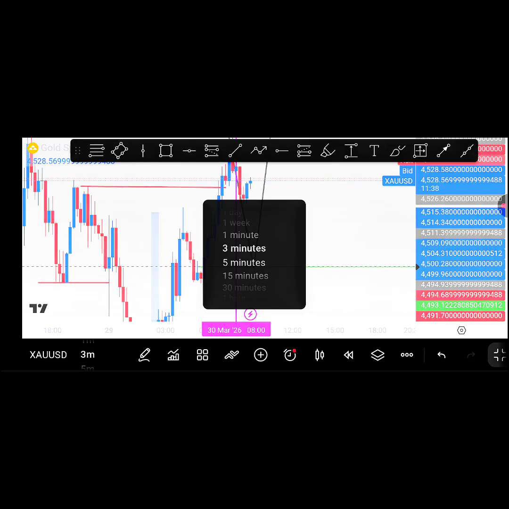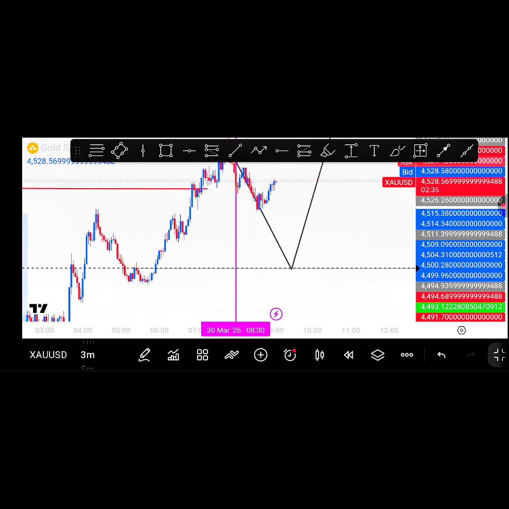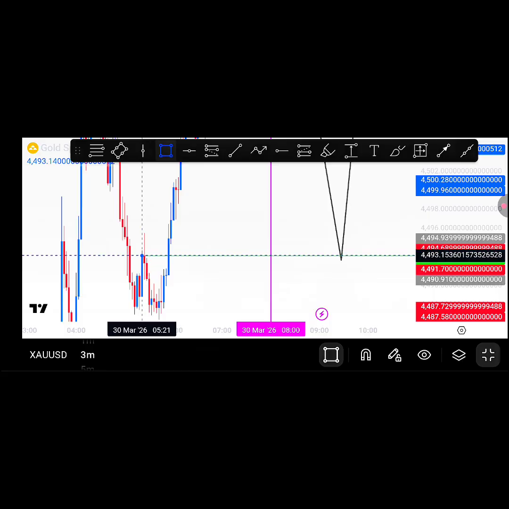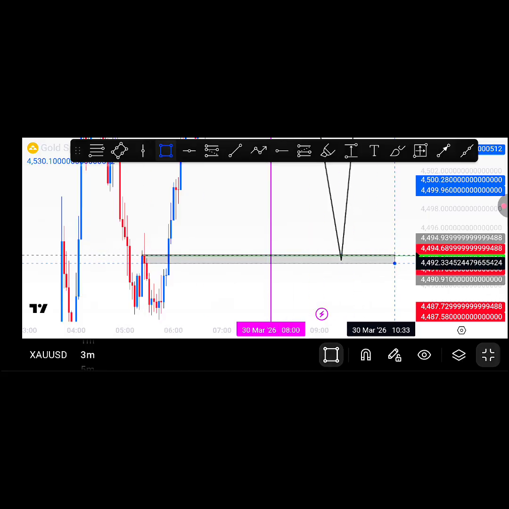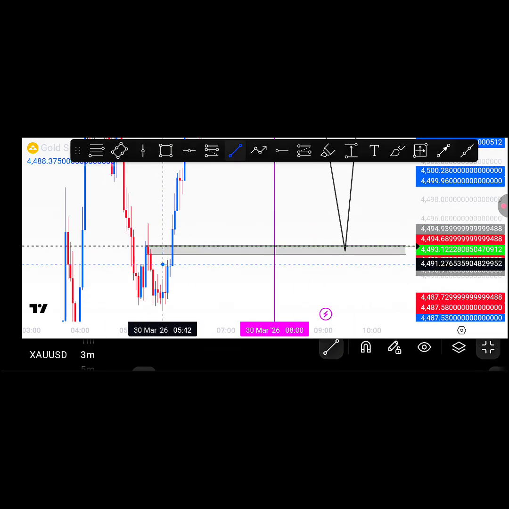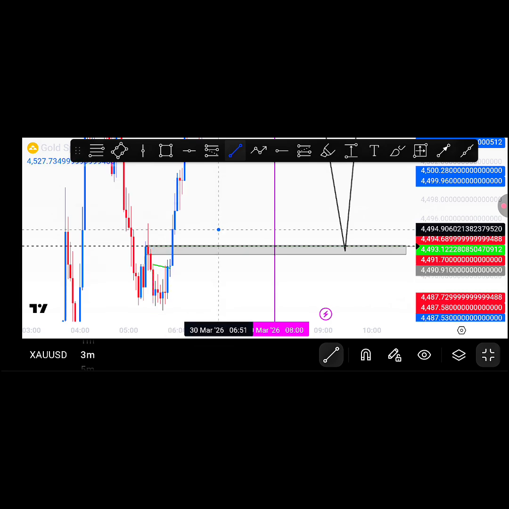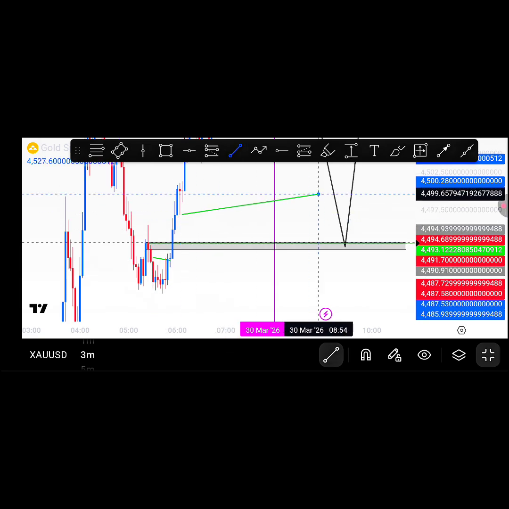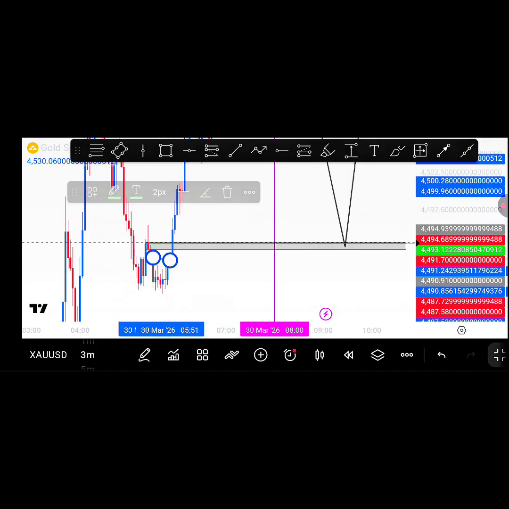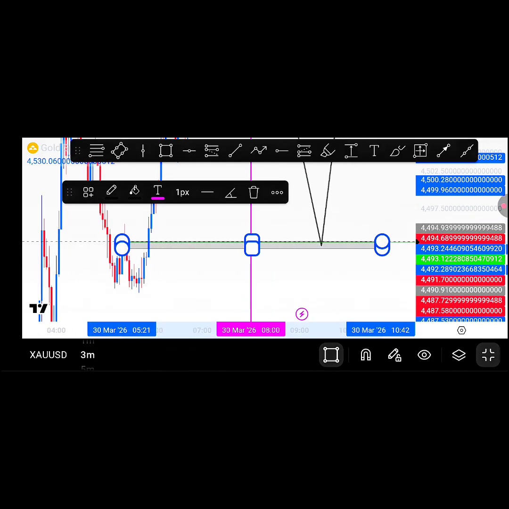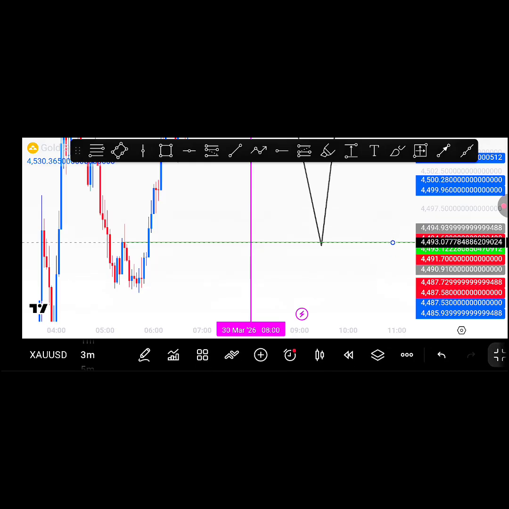So that's when I went to my 3-minute time frame and I spotted this breaker block right here. Look at it. This is the breaker block right here. This is the liquidity, and here is another liquidity. This is what I'm expecting. I've already set my alert.